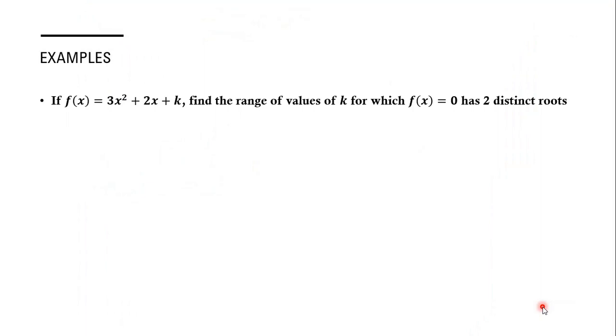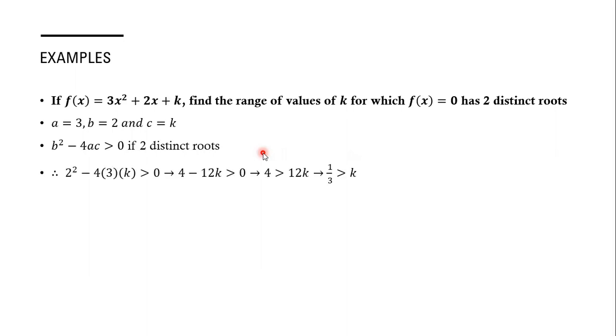If f of x is equal to 3x squared plus 2x plus k, find the range of values for k for which f of x equals 0 has two distinct roots. This sounds a lot more complicated. You follow a very similar rule to last time though. So, in this case, a is equal to 3, b is equal to 2, and c is equal to k. We want it to have two distinct real roots, like it says up here. So, b squared minus 4ac must be more than 0. So we'll then sub in our a, b, and c to that. So we get 2 squared minus 4 lots of 3 lots of k must be more than 0.